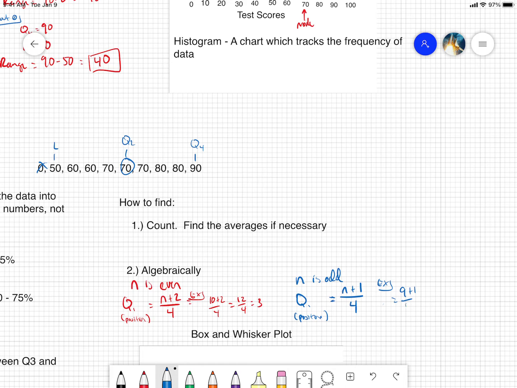So we have 9 plus 1 over 4, which gives me 10 over 4, which is equal to 2.5. Okay? So that means the position of our median of our Q1 is 1, 2, and then halfway between would be right here, like we showed earlier by counting, which is over here at 60. And so this would be Q1. And I would do the same thing over here, 1, 2.5 at 80. This would be Q3.